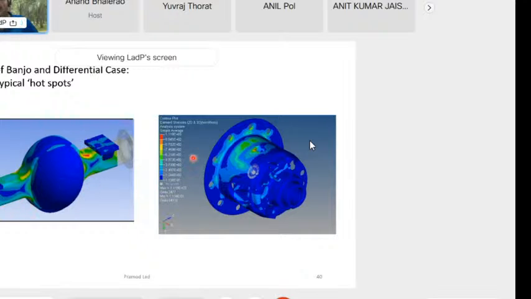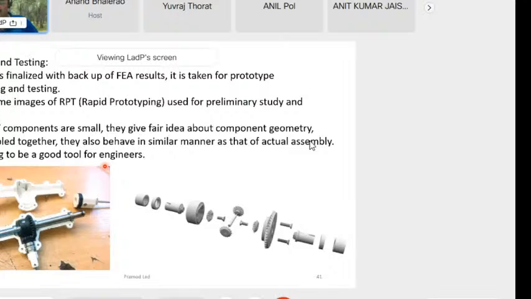This is the differential case where you can see near the dip pin and shaft, these are called hotspots where the stresses are firing. So you need to refine your design and you need to go back, iterate it, check it again, and confirm that it passes the required number of cycles.